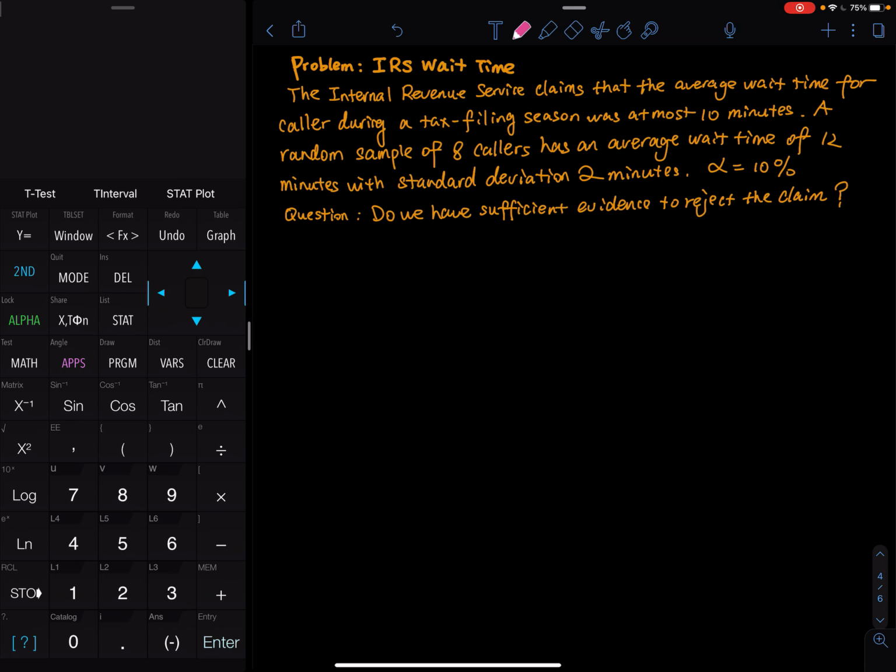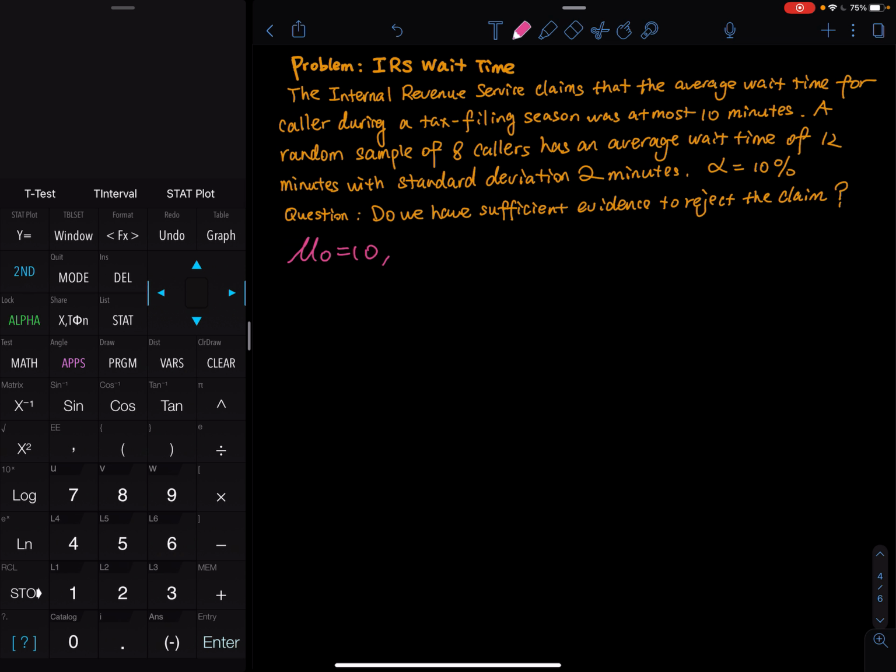IRS wait time. The Internal Revenue Service claims that the average wait time for callers during a tax filing season was at most 10 minutes. A random sample of 8 callers has an average wait time of 12 minutes with standard deviation 2 minutes, alpha equals 10%. We want to reject this claim. So they claim at most 10 minutes. So mu naught is equal to 10 minutes.